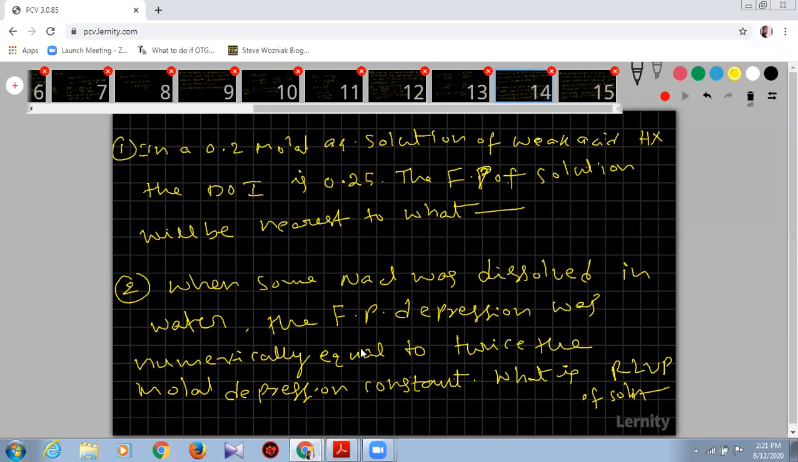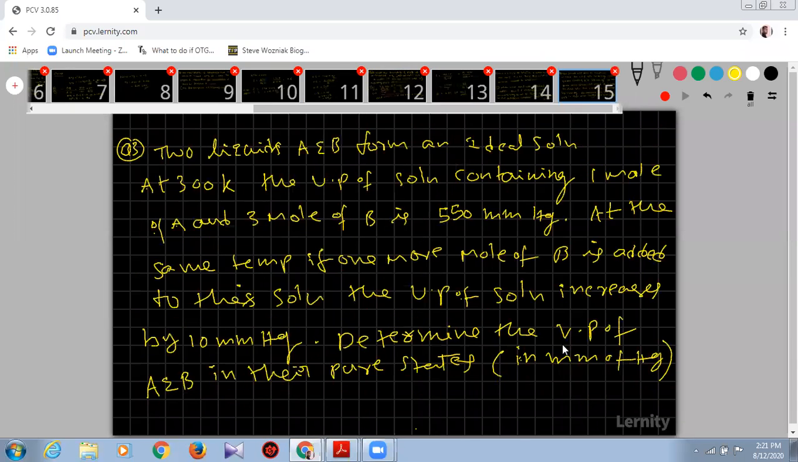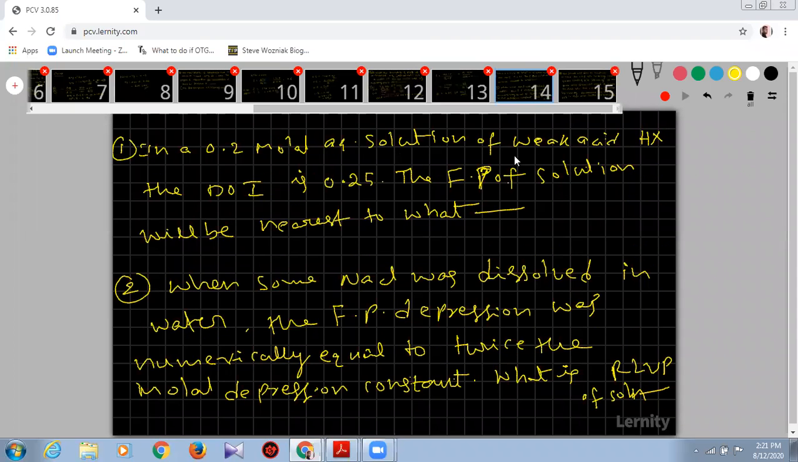Okay, so these are the things now. Whatever sources we have, you practice, and if any queries come to me, we will discuss. So my first question: in a 0.2 molar aqueous solution of weak acid HX, the degree of ionization is 0.25. The freezing point of solution will be nearest to what?